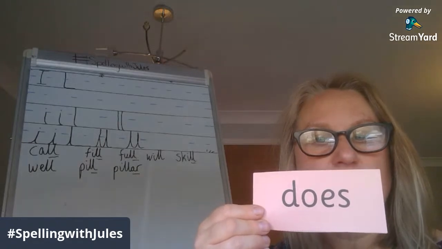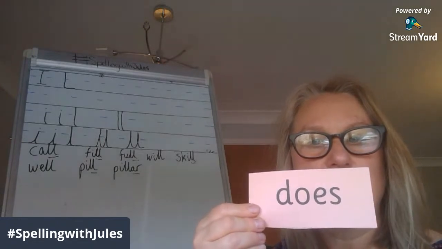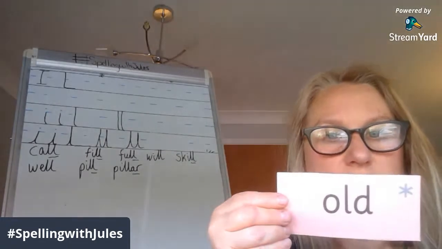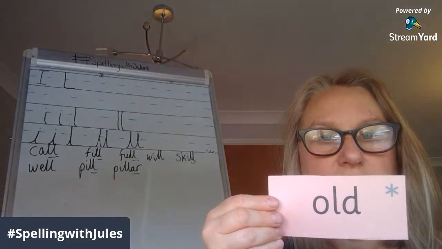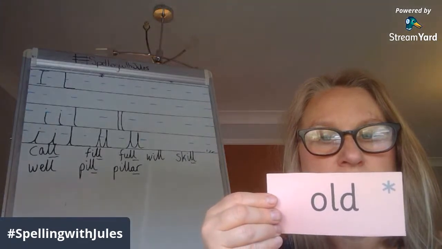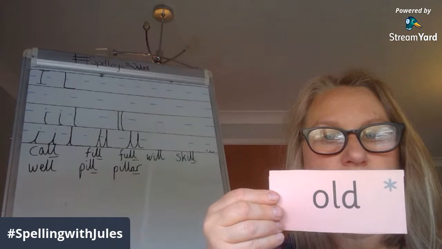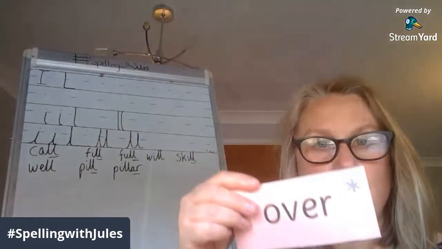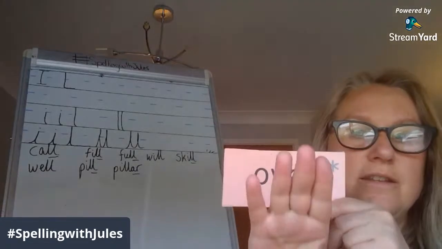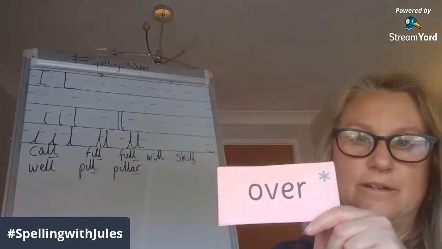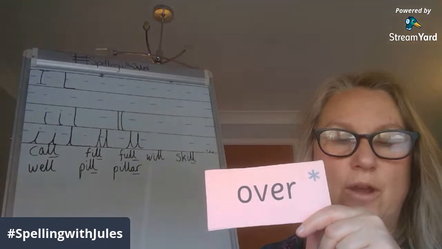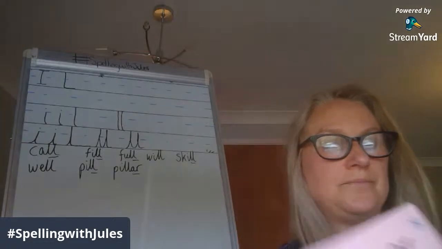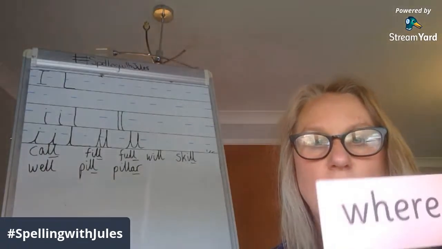He does want to stay. And then we've got old, O-L-D, old. Old, got another L in it there. Over. We don't go under, we go over. O-V-E-R. Over. Four letters.